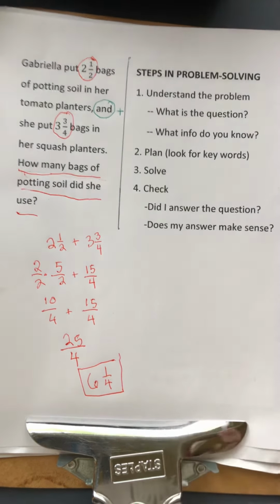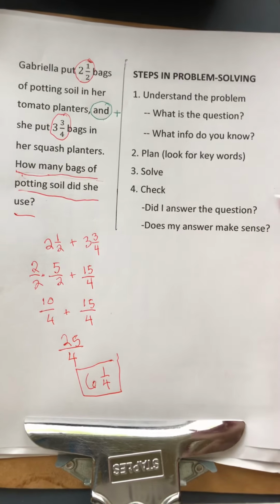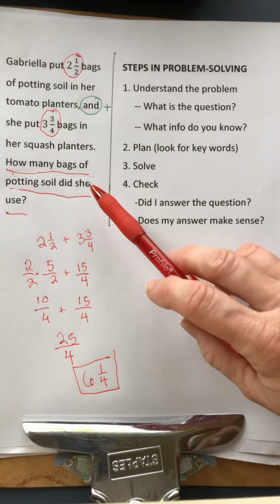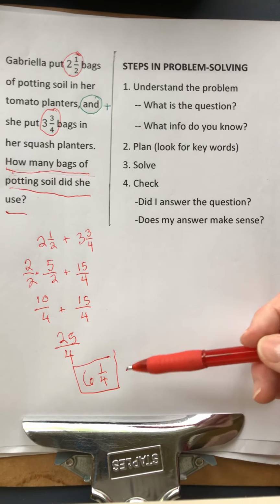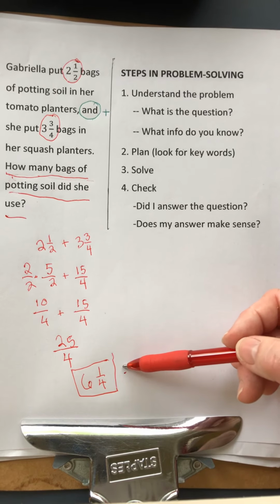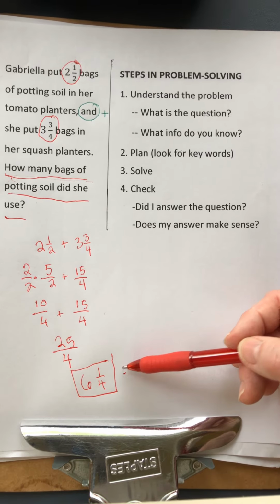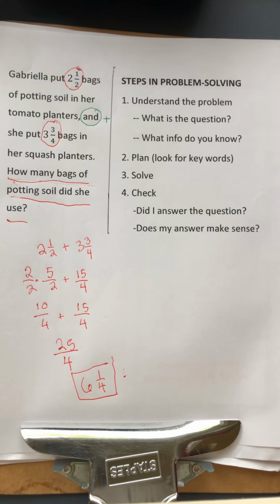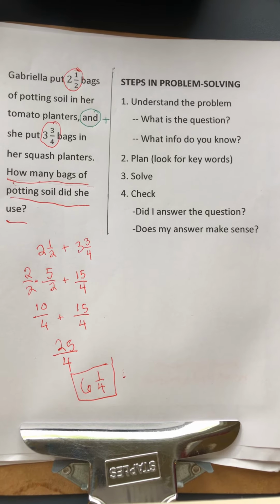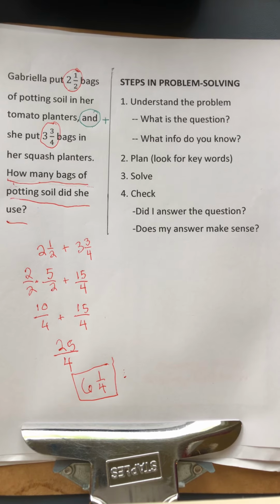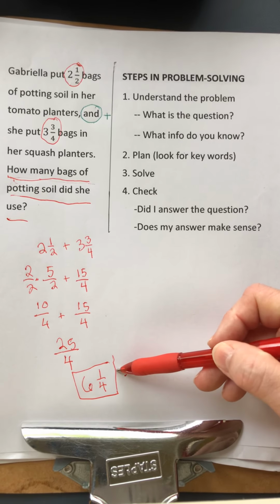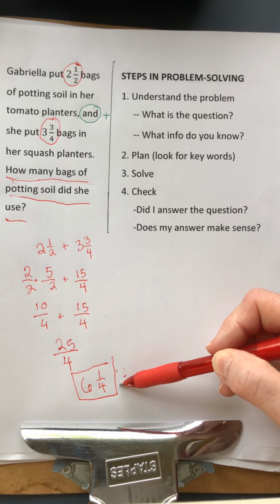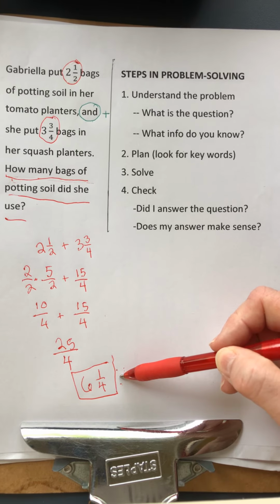Now, we don't ever want to skip this last step. Check. Did I answer the question? How many bags of potting soil did she use? Yes, I answered that question. But sometimes this will just be a problem you do on the way to getting the answer to the question. So like, what if it said each bag of potting soil costs $3. How much money did she spend? Well, first I'd have to find out how much she needed. Then I'd have to find out how much it cost. So if I just put this down, I wouldn't have answered the question yet. I would have gotten some of the information I needed to solve it.